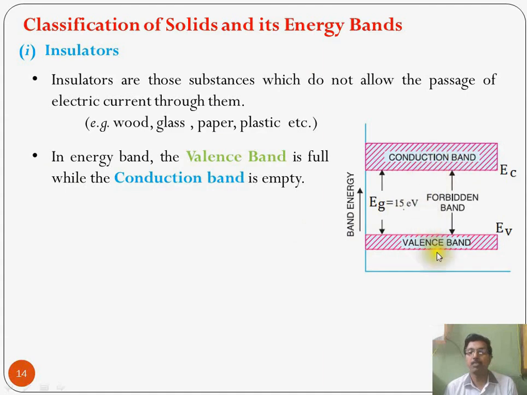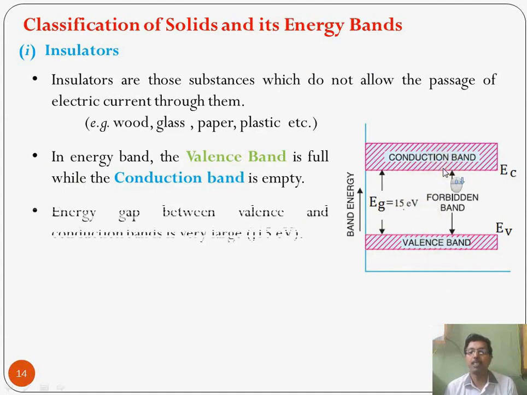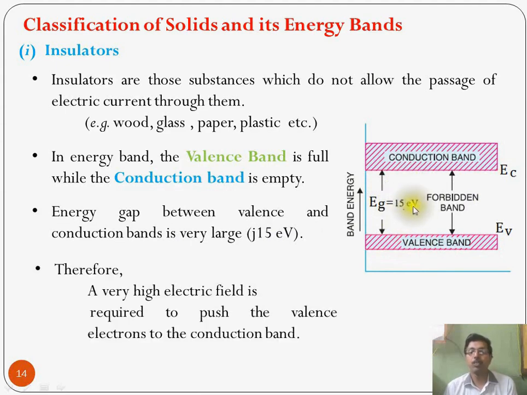In this energy band diagram, the valence band is full and the conduction band is empty. Here is the energy level of the conduction band, and here is the energy level of the valence band. So the energy gap between the valence band and conduction band is very large, a huge 15 electron volts. Because of this greater energy gap, a very high electric field is required to push electrons from the valence band to the conduction band.